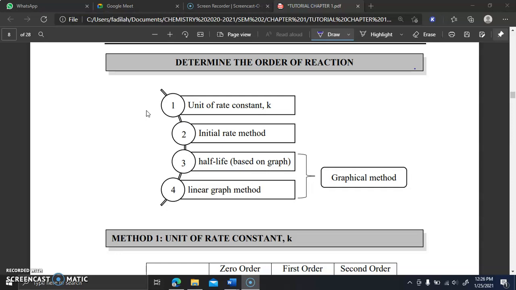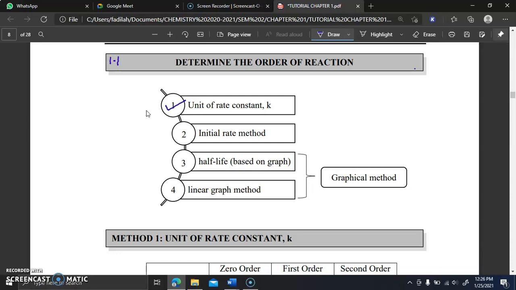Okay, so kita sambung tutorial hari ini. Today's tutorial is we are still on subtopic 1.1 of chapter 1, and we are still under determination of the order of the reaction. So macam teacher ajar last week, we have 4 methods untuk determine order of reaction. So kita dah go through the first method, which is by looking at the unit of the rate constant K.